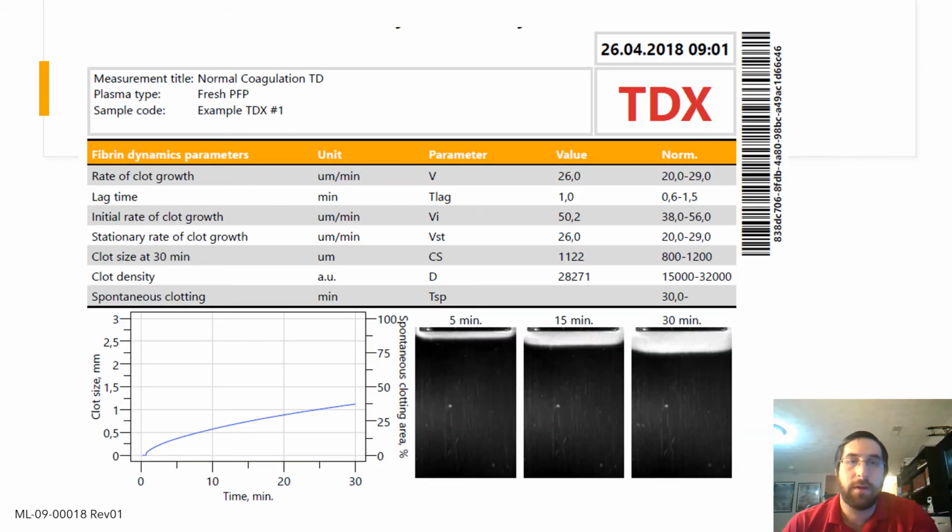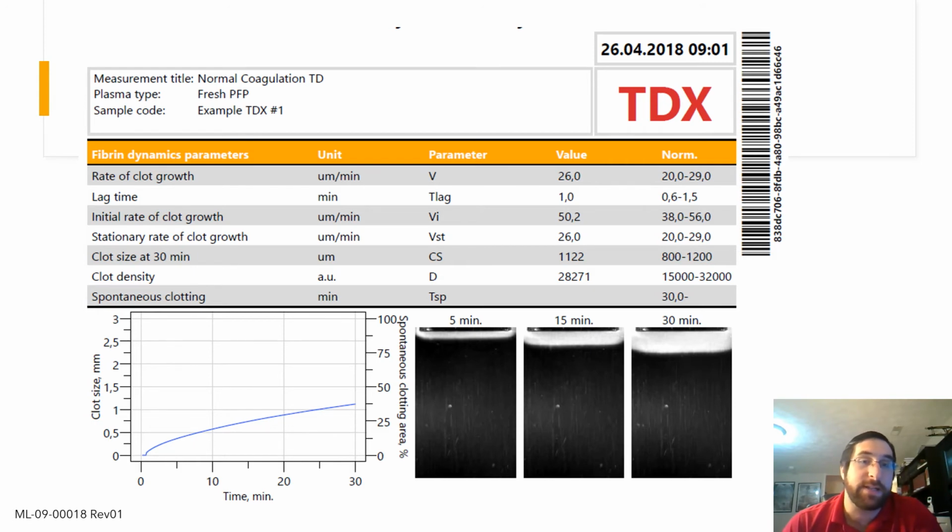The parameters derived by Thrombodynamics include the lag time, which is the time between the start of the test and when the fibrin clot can first be detected above background. The initial rate of clot growth, which is measuring the early drivers of clot formation and tissue factor. The stationary rate of clot growth measures the drivers of coagulation as the clot moves away from the activating tissue factor. The size of the clot 30 minutes after the assay starts, and the density of the clot, which is primarily measuring fibrinogen and is visualized by how bright and intense the clot front is.